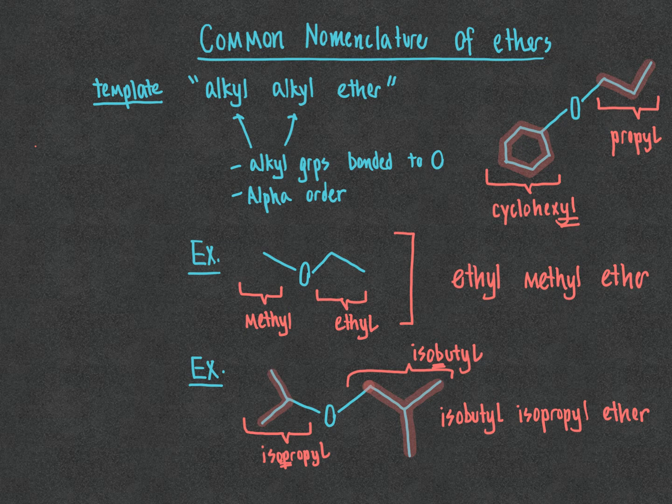Putting these into alphabetical order to determine the full common name for this molecule, we would refer to it as cyclohexyl propyl ether. Cyclohexyl, space, propyl, space, ether.